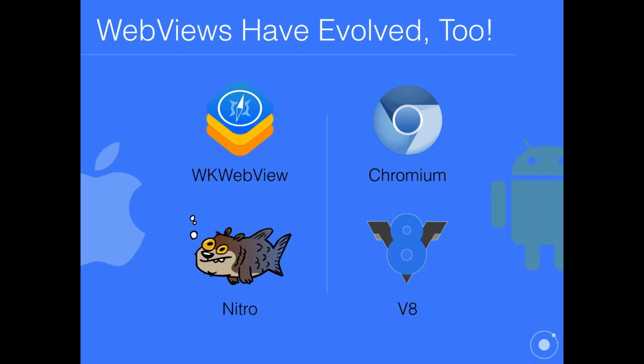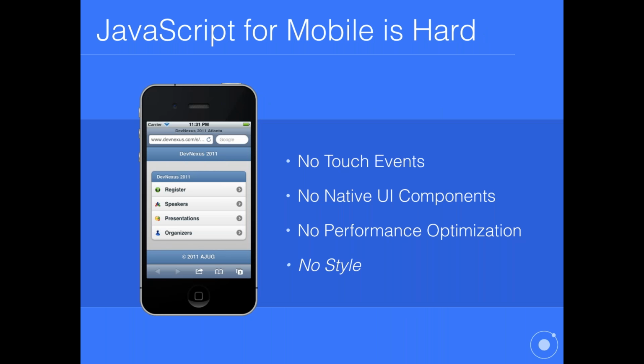Since Android 4.4, we have the Chromium-based web view, and since iOS 8, we have WK web view, which bring the V8 JavaScript engine and the Nitro JavaScript compiler to hybrid apps. These have a whole multitude of advantages, in particular faster UI animations and rendering by using the GPU, faster JavaScript compiling, and faster JavaScript execution at runtime.